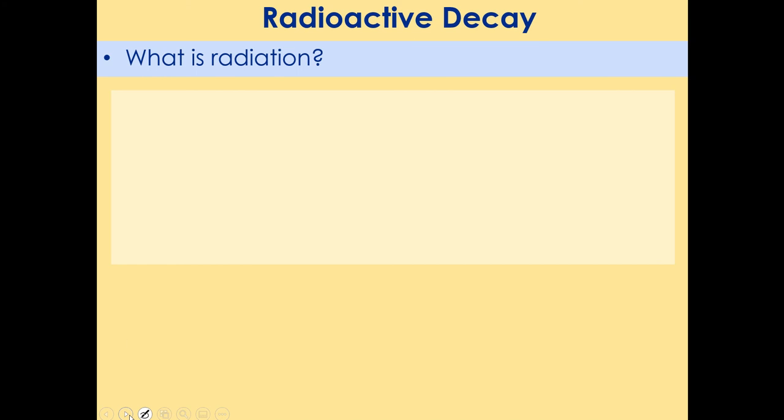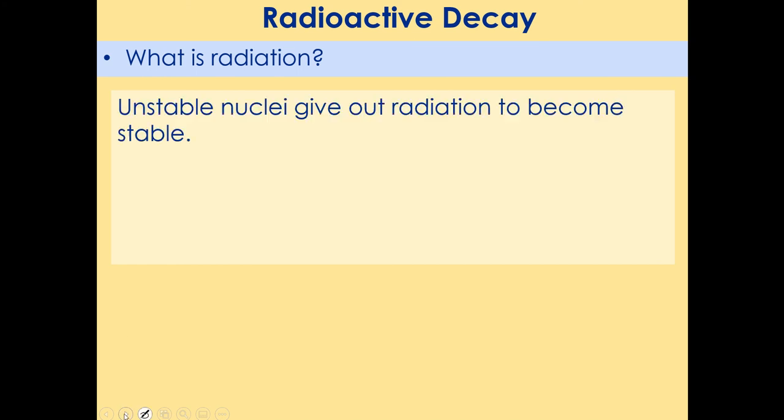What is radiation? Well, if nuclei are unstable, they give out radiation to become stable. If you want any more information on what causes nuclei to be unstable to begin with, go back and watch the last 5 minutes of video 1 from roughly 11 minutes 50 seconds into the video. Okay, so we're starting where I left off.